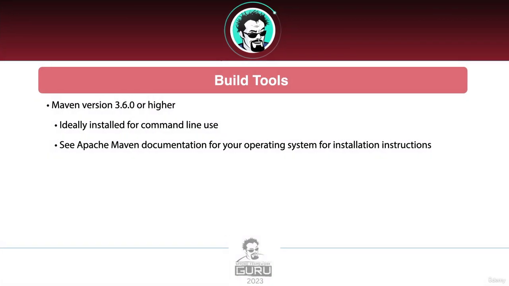We will be using Maven in the course. I do recommend version 3.6 or higher. Actually, you probably could go with a little bit less. If you have something lower than that, probably going to be fine. Maven's been stable for a long time. I do recommend that you have it installed for command line use. To set that up, it's going to be slightly different depending on your operating system. The Apache Maven documentation is pretty good for getting things set up, so refer to that documentation if you need help setting up your system to have Maven working from the command line.